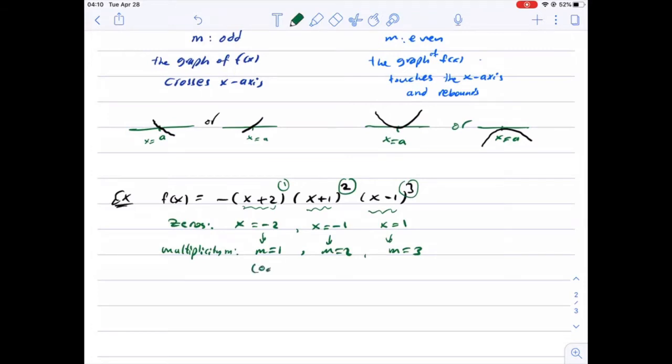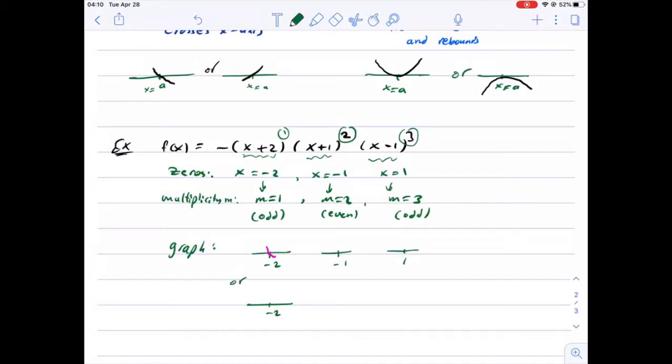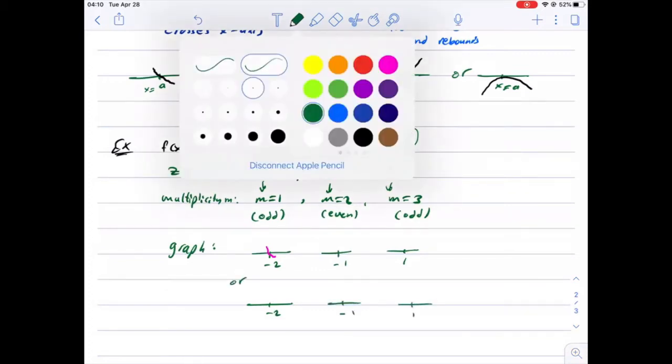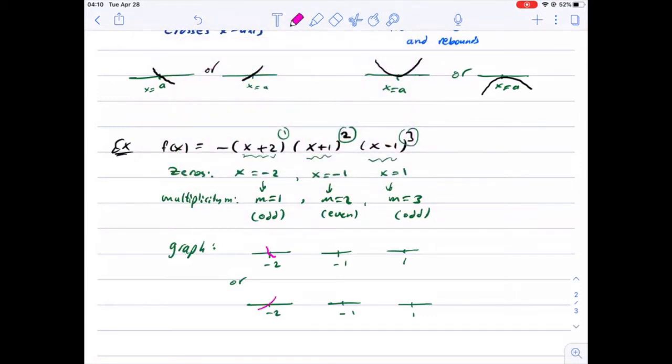So we have here odd multiplicity, even multiplicity, and here odd multiplicity. Now how does the graph look at the zeros? At negative 2, at negative 1, at 1, the graph looks like this. Since the multiplicity is odd, the graph crosses the x-axis, either this or this. Now if the multiplicity is even, the graph just touches the x-axis and rebounds this way or this way. If it's odd, then we have the same situation here.